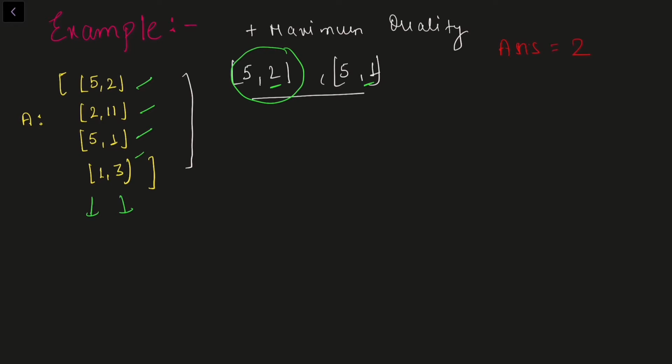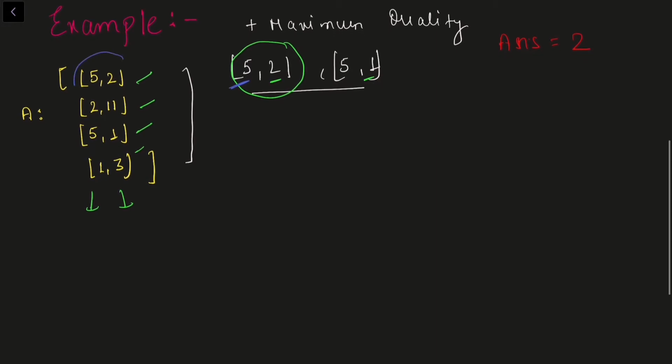Okay, now since I have chosen an element which has quality 5, I now need to remove all the elements which have quality 5, right? Because this is given in the question. If you are choosing some element with some quality x, you are going to remove each and every element with quality x. So I'm going to remove this element as well and this element as well, right? So let's remove them from the test case now. Now I remove both the elements.